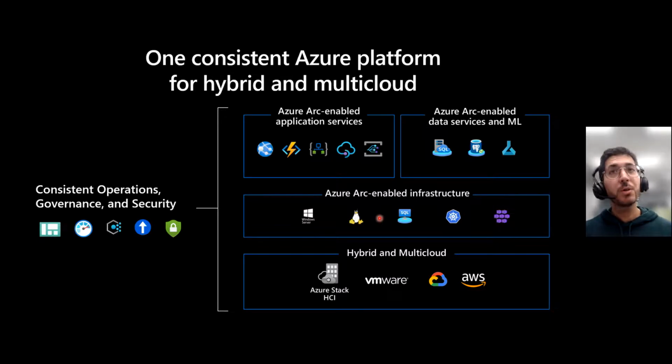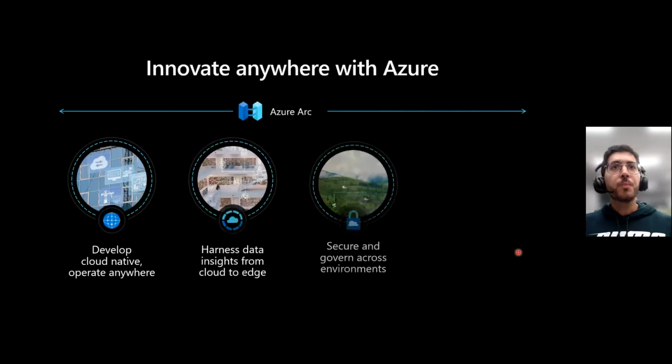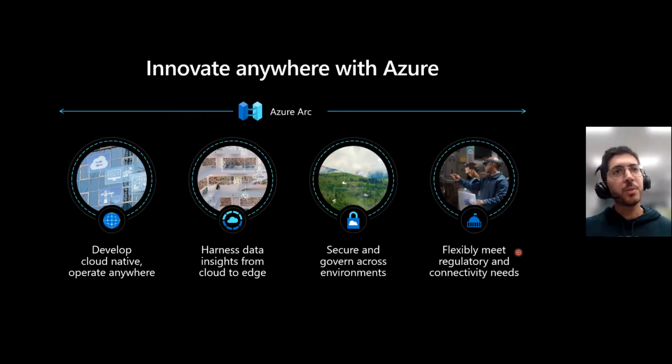So today we're going to talk about a mix of both types of services, Arc-enabled infrastructure and Arc-enabled services. The themes that we're going to talk about today are developing cloud native and operating anywhere, harnessing data and insights from cloud to edge, securing and governing across environments, and flexibility, meeting regulatory and connectivity needs. So those are the highlight features of Azure Arc.